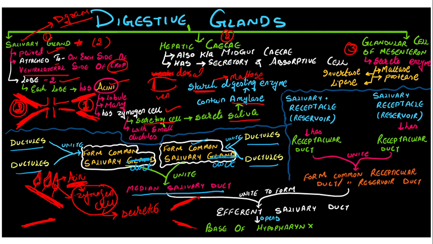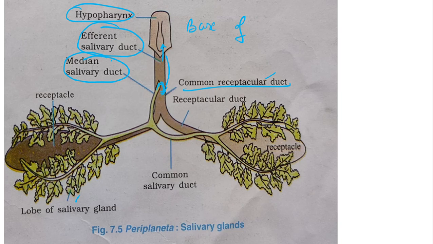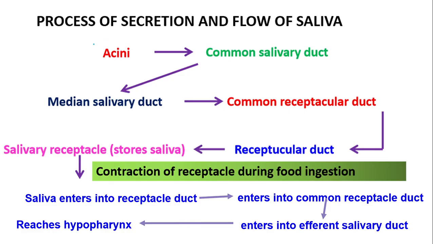Okay, next one, let's come to the reservoir. So, a salivary receptacle from one side and a salivary receptacle from the other side. They have a duct. We call it the receptacular duct, and here also we have a receptacular duct. These ducts unite together to form the common receptacular duct, or we also call it the common reservoir duct. Now this median salivary duct is going to open into the common receptacular duct. These both are going to unite to form the efferent salivary duct, which is going to open at the base of the hypopharynx, and through which saliva is thrown out into the mouth. That's what is explained in this diagram. Super important. I want all of you to draw this.